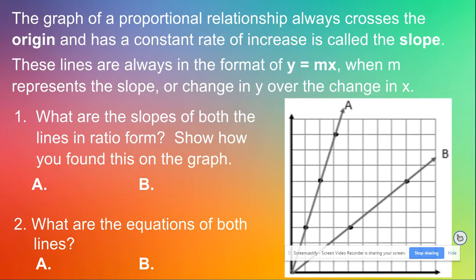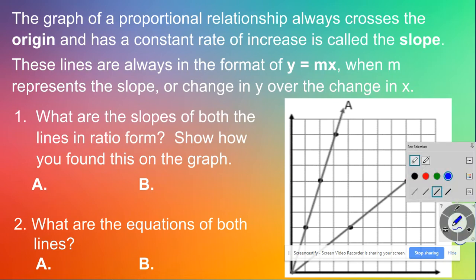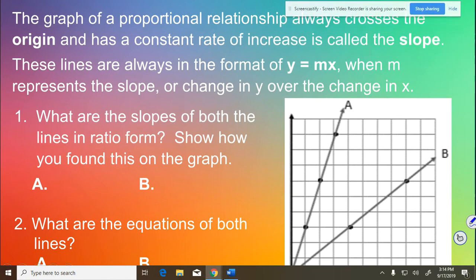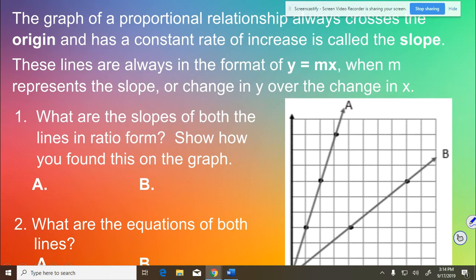So for number one, what are the slopes of both of the lines in ratio form? Show how you found this on the graph. So what does that mean? All right, so we're going to take a look at A. For A, we look from point to point.